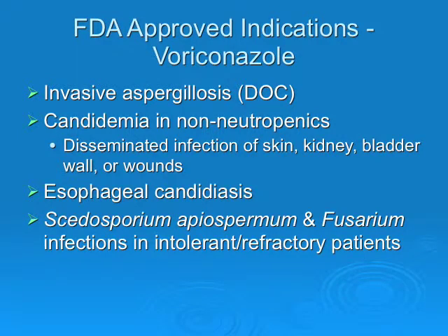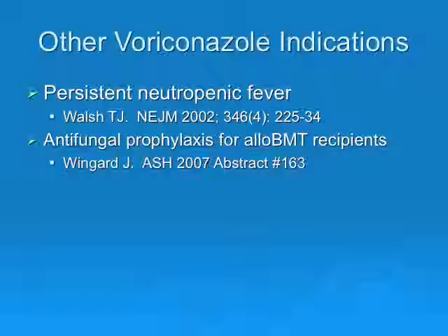Okay, in terms of clinical indications, voriconazole is FDA approved for the treatment first line of invasive aspergillosis. It's the only agent that has that other than conventional amphotericin B. Also for the treatment of candidemia in non-neutropenics and related disseminated candidiasis. They simply didn't include neutropenics in the study. It's not that we suspect that it would fail, but it's just understudied to get the FDA indication. Esophageal candidiasis, and they say salvage Scedosporium and Fusarium infections, but frankly, this drug is being used first line in these difficult to treat infections.